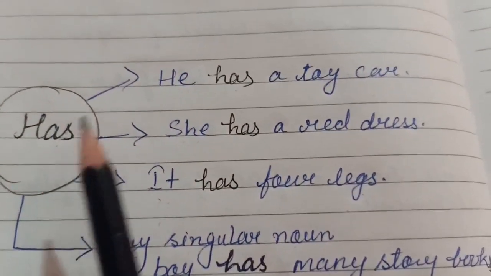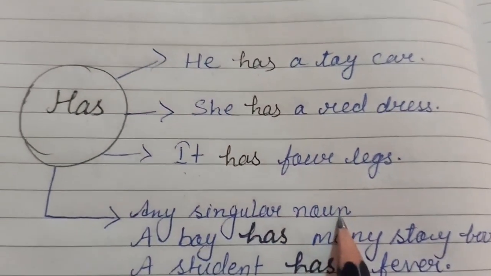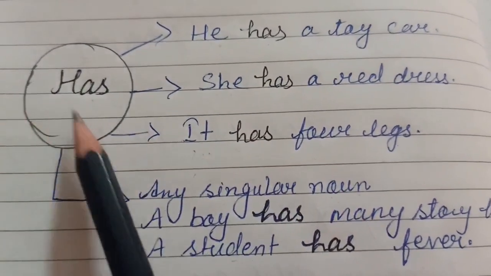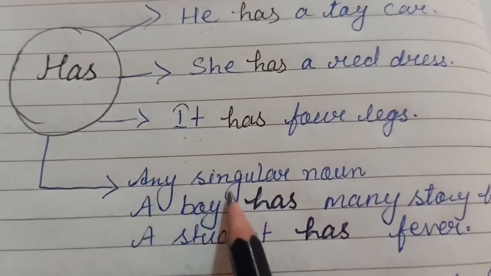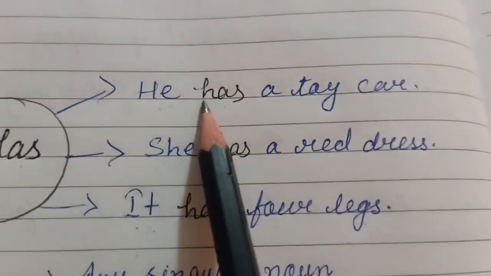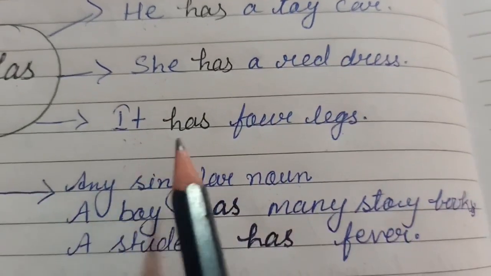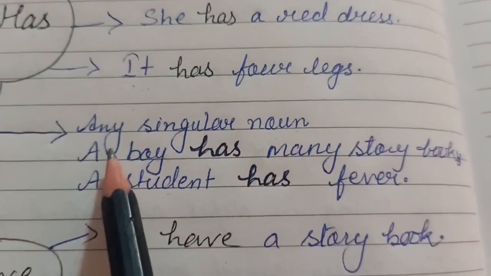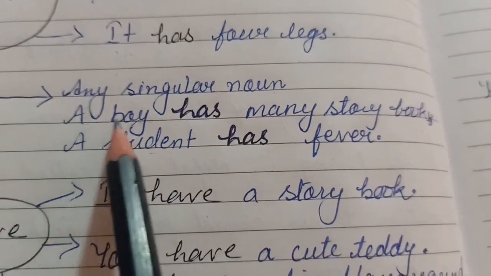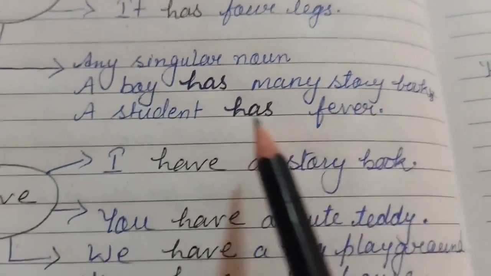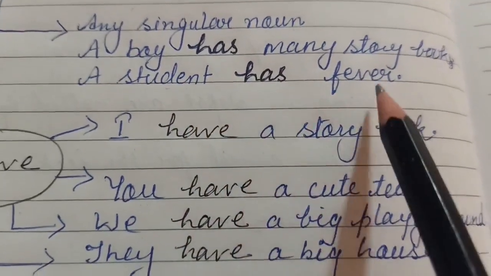We use has with he, she, it or any singular noun. Like he has a toy car. She has a red dress. It has 4 legs. And with any singular noun, a boy. Boy is a singular subject. So a boy has many storybooks. A student has fever.